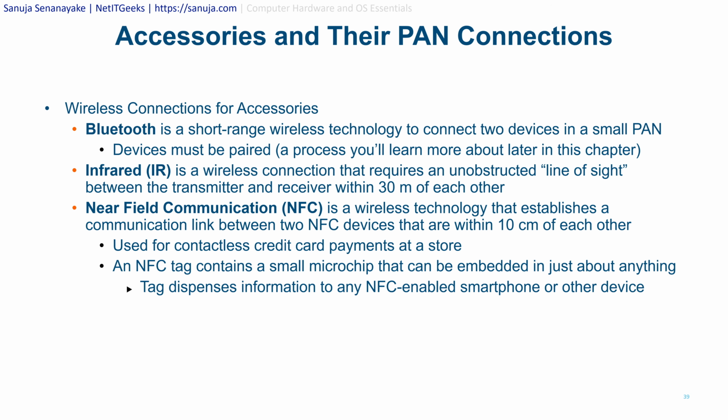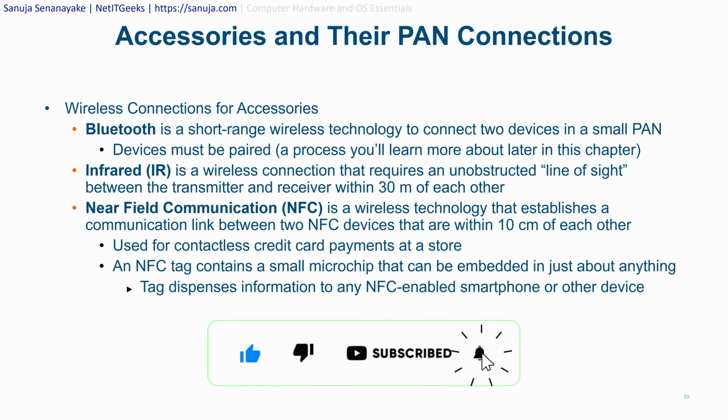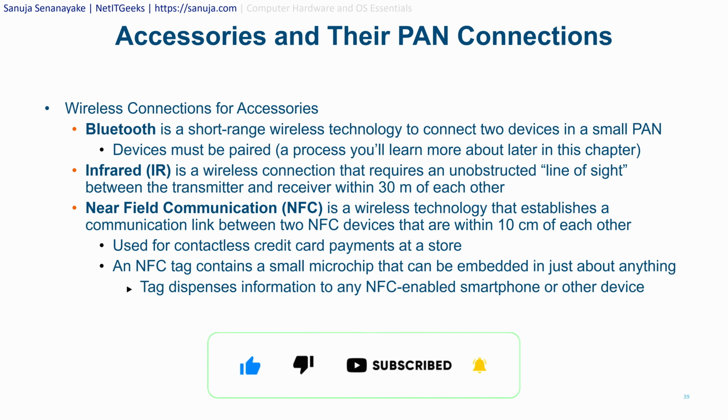Wireless connections for accessories. Bluetooth is a short-range wireless technology to connect two devices in a small PAN environment. PAN is a type of network connection, right? Remember, I already have covered that in my previous lectures as well. Devices must be paired, a process you will learn more about later when we go through some of the things in here.